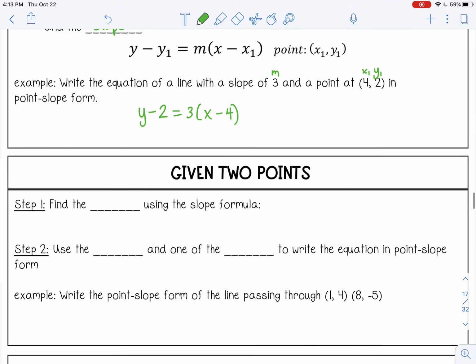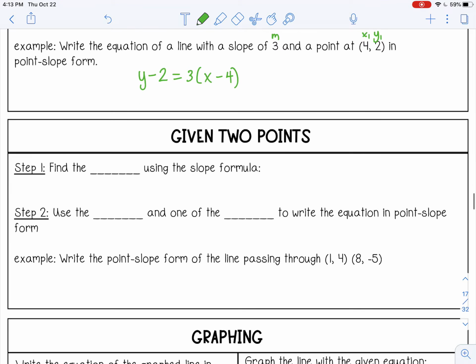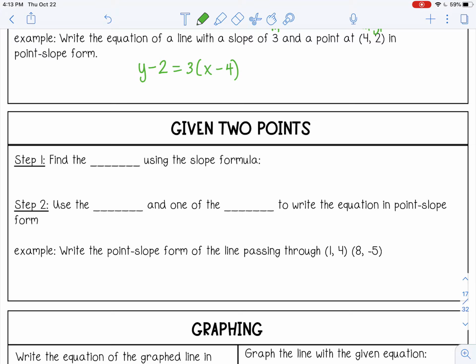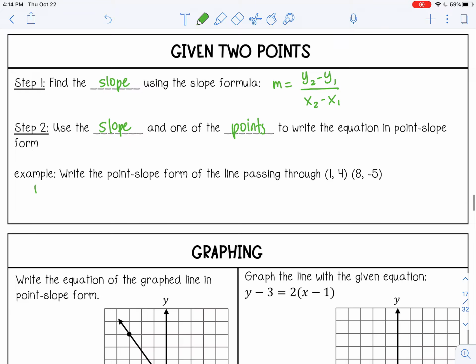All right, so let's go over how to write point-slope form when we're given 2 points. So step 1 is we're going to find the slope using the slope formula, which we've already been over, but let's write it again. y2 minus y1 over x2 minus x sub 1. And then we'll use that slope and one of the points that we were given to write the equation in point-slope form. So step 1 is to find the slope.